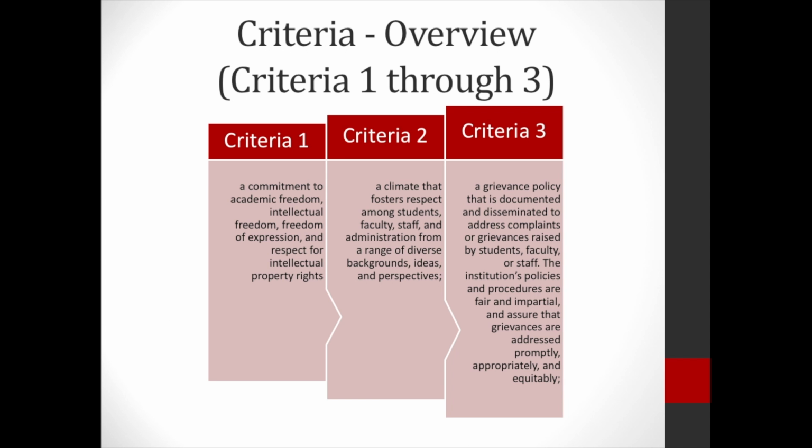This standard has a total of 9 criteria, which are noted on this and the next 2 slides in general terms. As we review the criteria, you and your colleagues should be thinking about resources that are available at the institution that could be relied upon to demonstrate compliance with each criteria. Criteria 1 through 3 cover academic freedom, campus climate, and grievance or complaint policies.